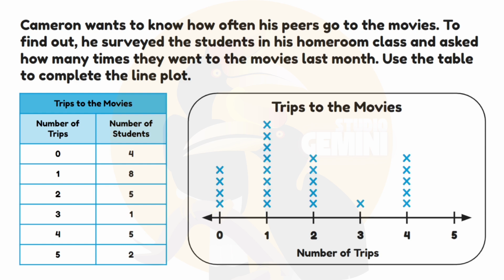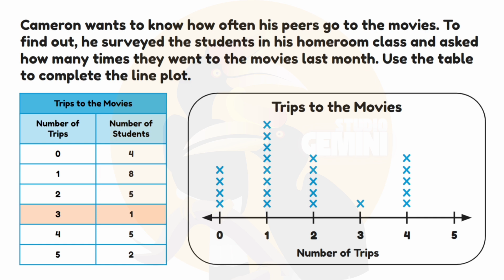Looking at our table, the first column tells us the number of trips taken to the movies, and the second column tells us the number of students who took that many trips. We see that 4 students went to the movies 0 times last month. There are also 4 X's above the number 0 in our line plot. 8 students went to the movies 1 time last month, and there are 8 X's here. 5 students went to the movies 2 times last month. There are 5 X's above the number 2.